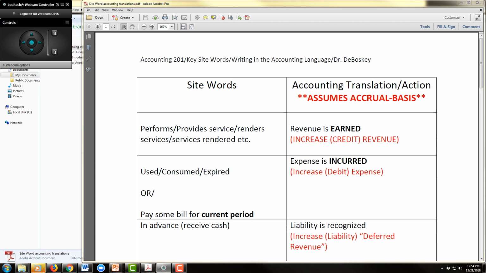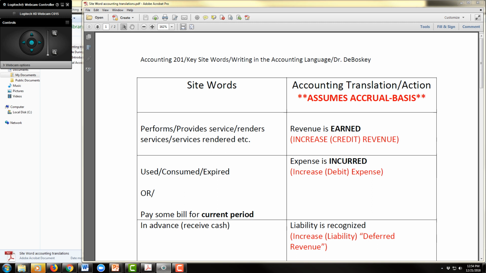So one of the first things that we want to review here is the sight words here will be on the left side, and then on the right side, how we translate these sight words into action in the accounting language. And basically, we're going to make an assumption that we're using accrual accounting. And accrual accounting is where revenues are recorded when earned and expenses are recorded when incurred.